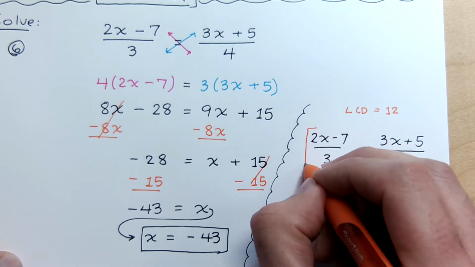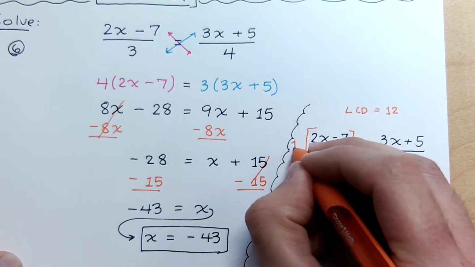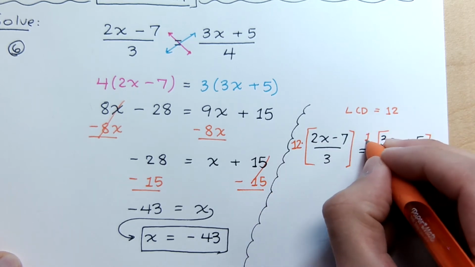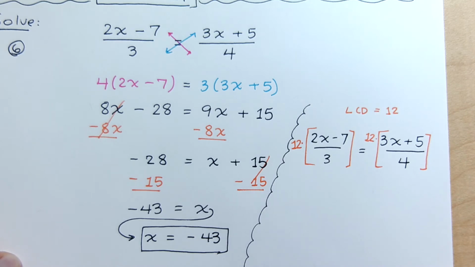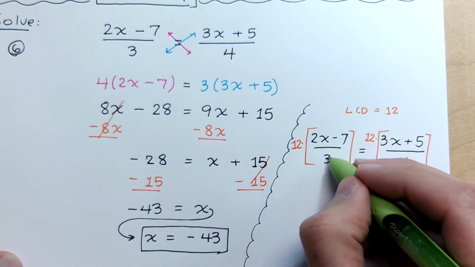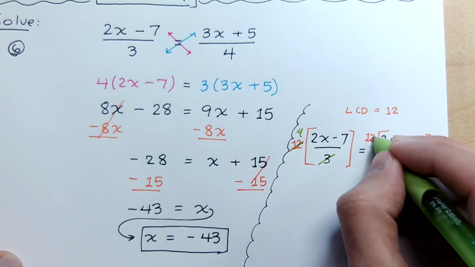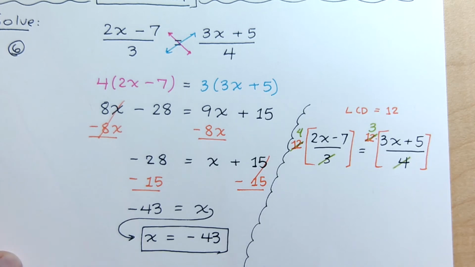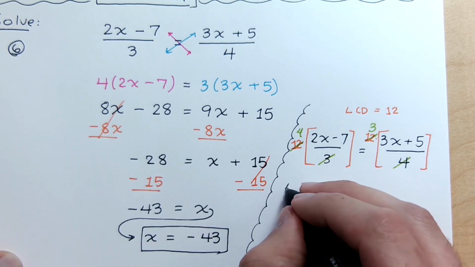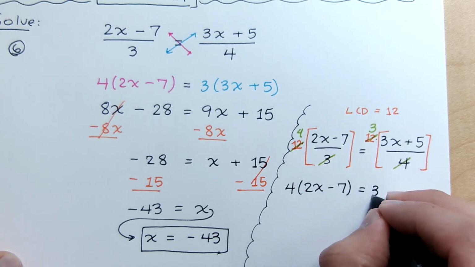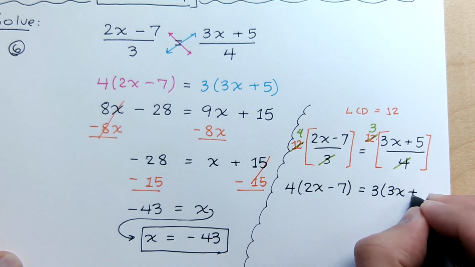If we do that, we can multiply both the left side of the equation and the right side of the equation by 12. If this truly is a common denominator, the denominators are going to reduce away. 3 goes into 12 4 times, and 4 goes into this 12 3 times. And so what we're left with is the equation 4 times 2x minus 7, and that equals 3 times 3x plus 5.